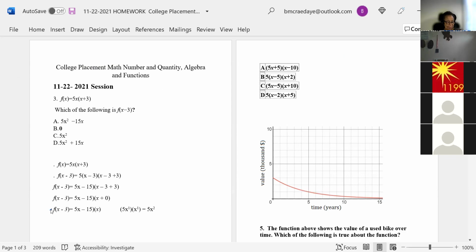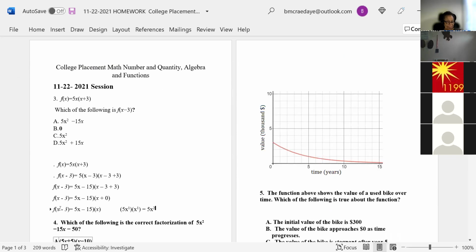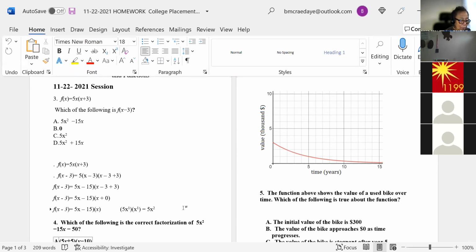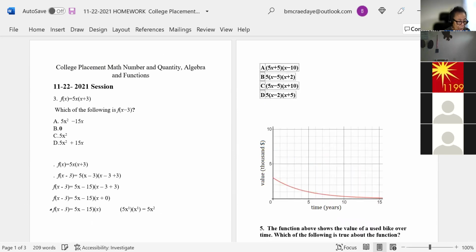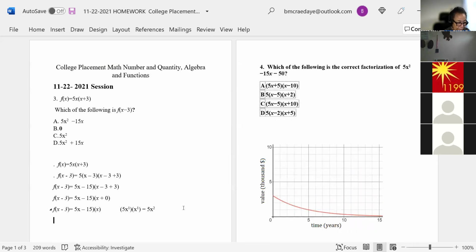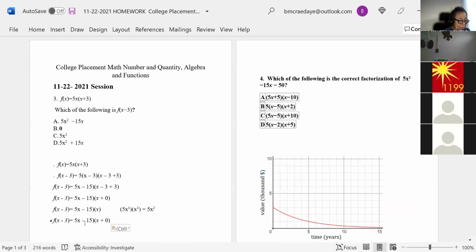All right, so let's just copy this and put our 5x squared. Now this becomes 5x squared. So let's just put our 5x squared here. So 5x times x is 5x squared. So I put my 5x squared here.